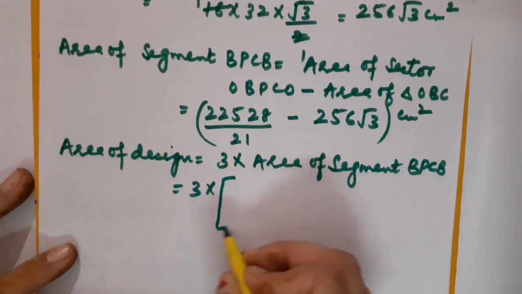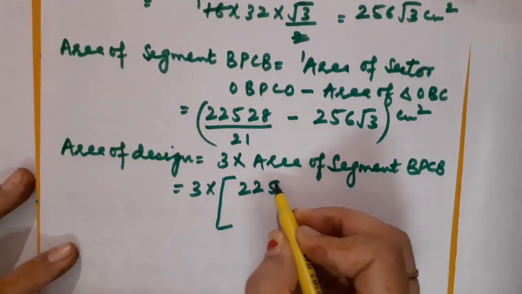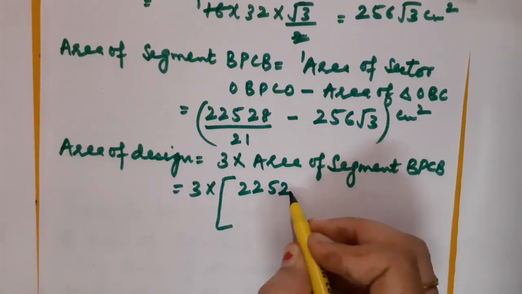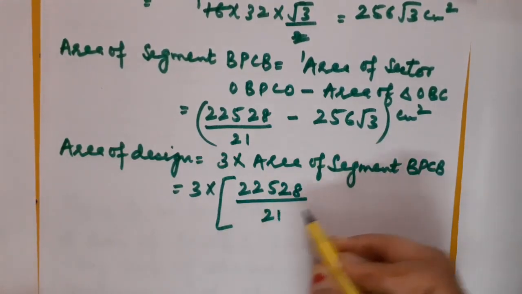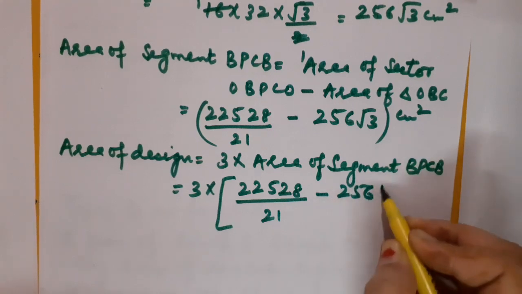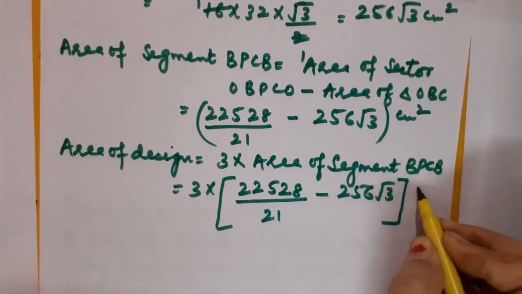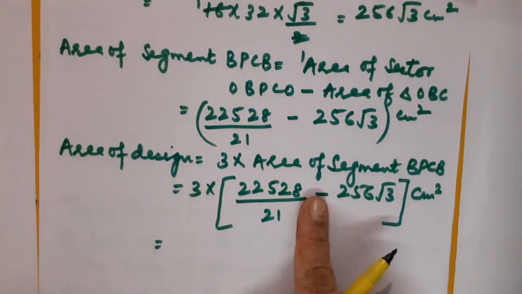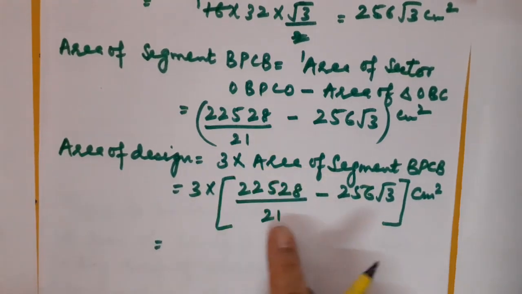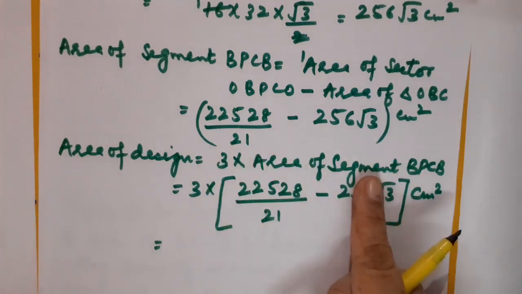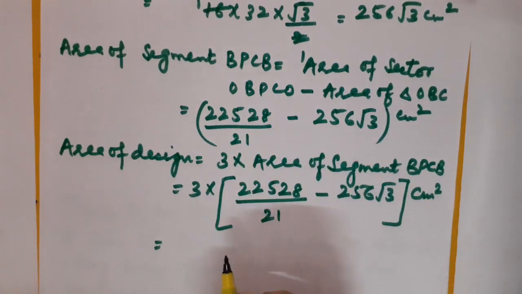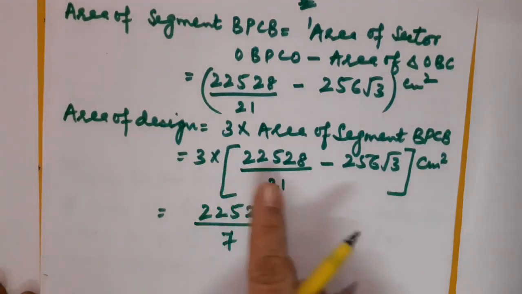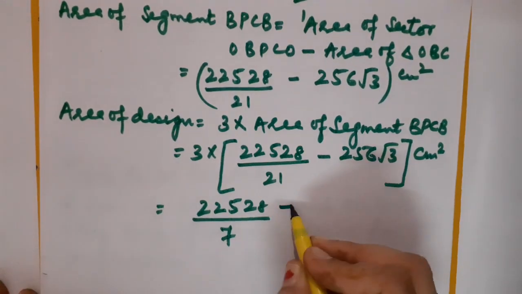So let us multiply it. It will become 3 into big bracket 22,528 upon 21 minus 256 root 3 and big bracket closed with centimeter square. Now children, this 3 you can take inside. 3 will be multiplied by this number as well as it will be multiplied by this number also. So I will be getting 22,528 upon 7 because 3 ones are 3, 3 sevens are 21 minus.